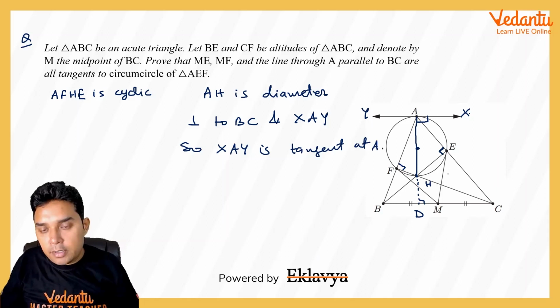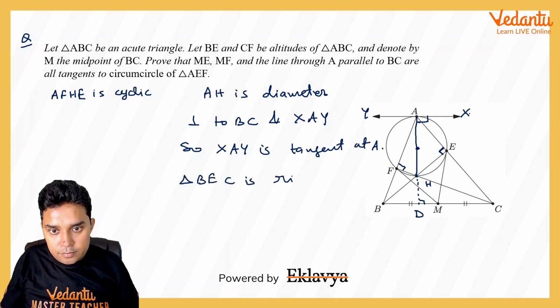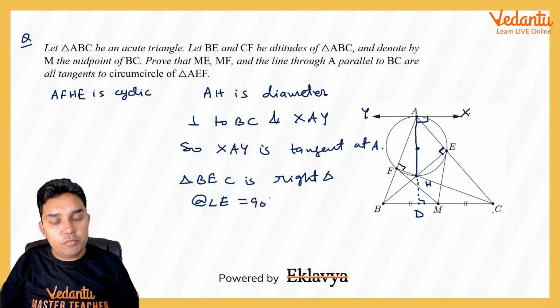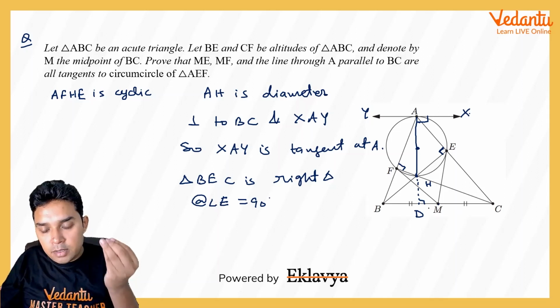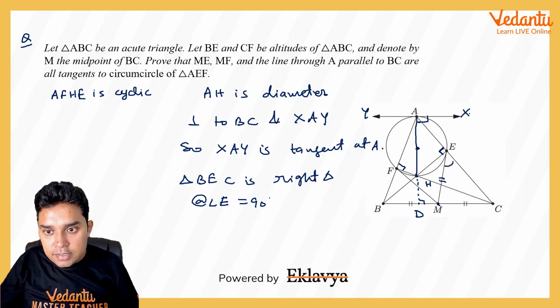Now coming to another part. Please listen carefully. This triangle BEC is a right triangle at E. M is the midpoint of BC, and BC has to be the hypotenuse. So this midpoint M has to be at the same distance from E, C and B. So this length will also be the same as CM and BM. So I can conclude this angle will be the same as this angle, that is C.